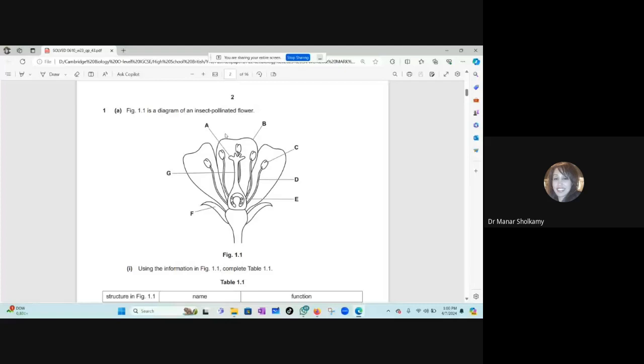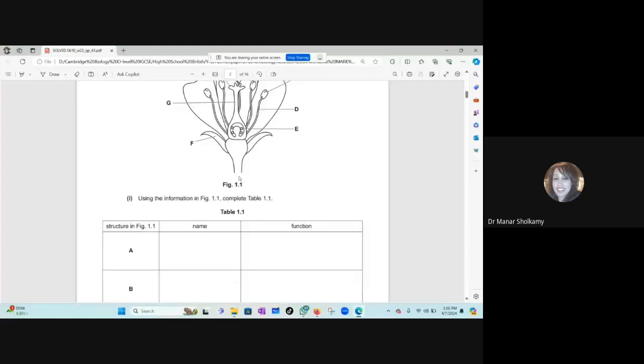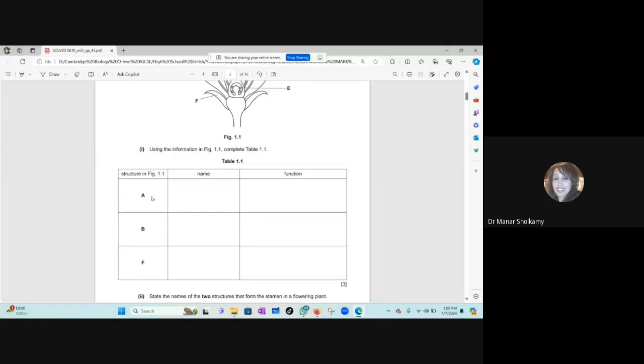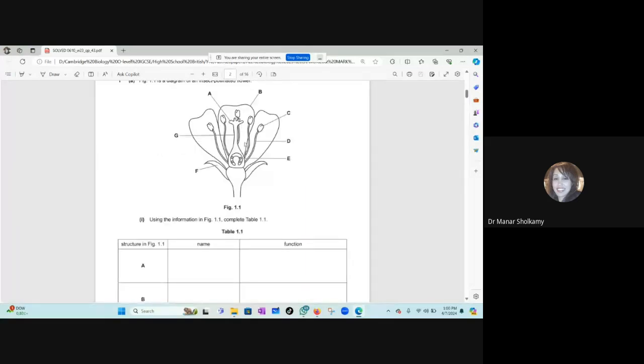Figure 1.1 is a diagram of an insect pollinated flower. Using the information, complete table 1.1. You are requested to write the name of the structure and the function. What is A? It's from the picture. Stigma? Yes. What is the function of stigma?